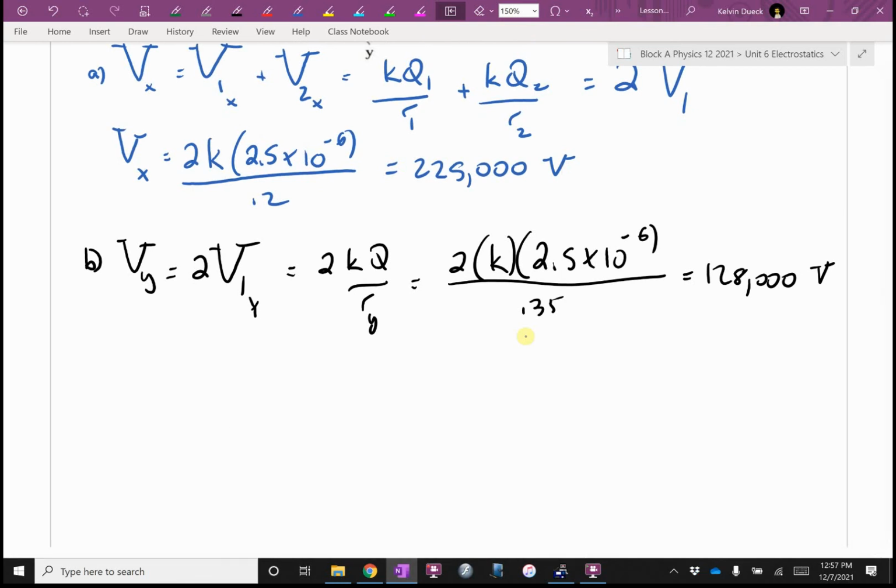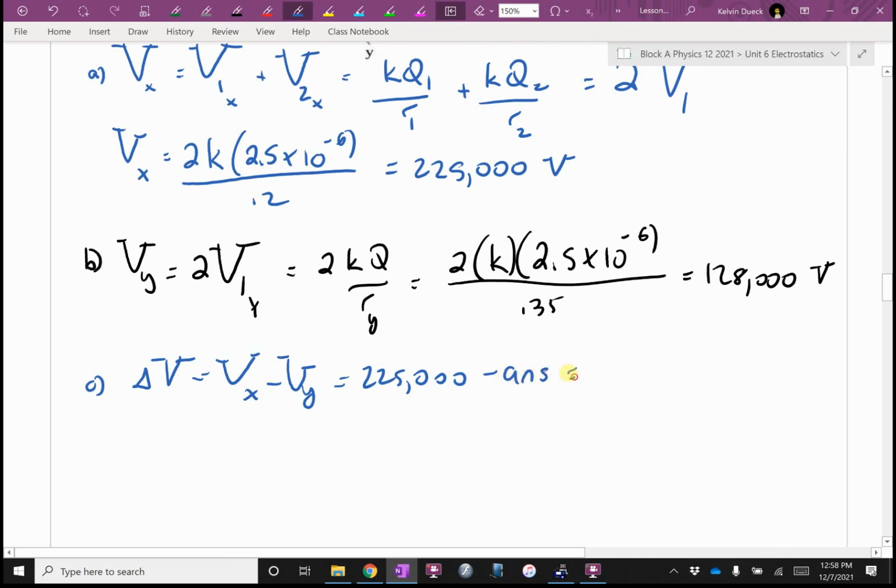Hannah, what does C want me to find? The potential difference. The word difference means subtract. What do they want me to subtract? What minus what? So the change in potential is going to be Vx minus Vy. It's going to be 225,000 minus answer button. What do you get? Max, what'd you get? 96,429. Okay. Store that on your calculator.